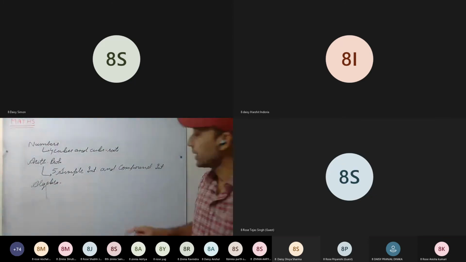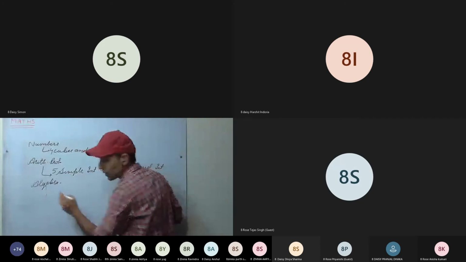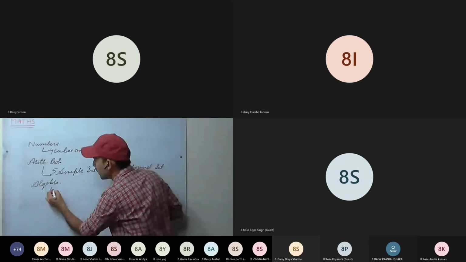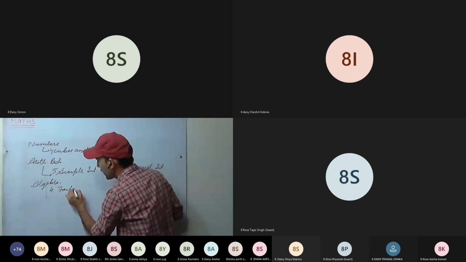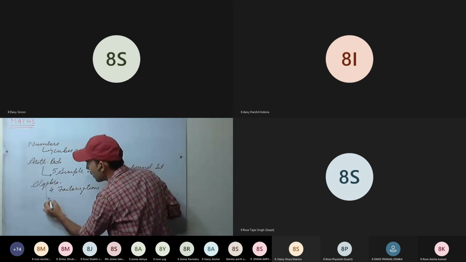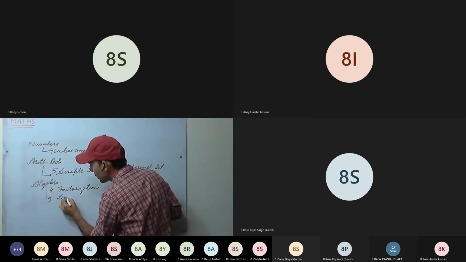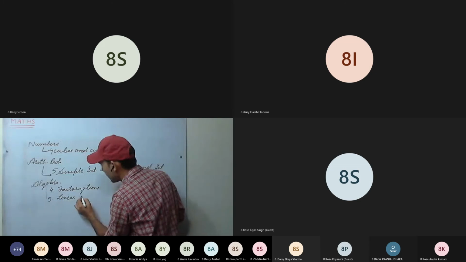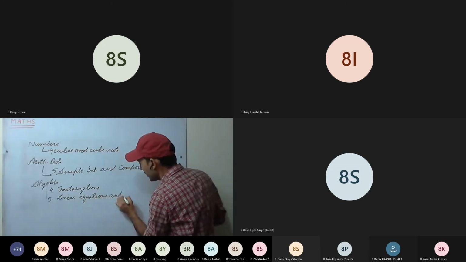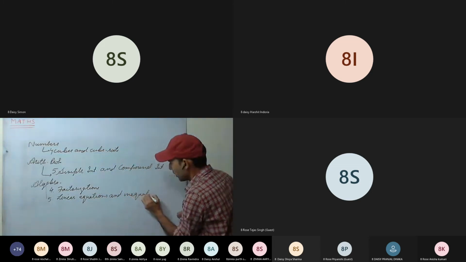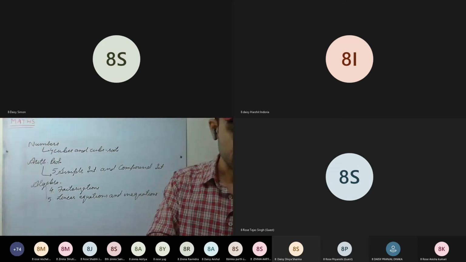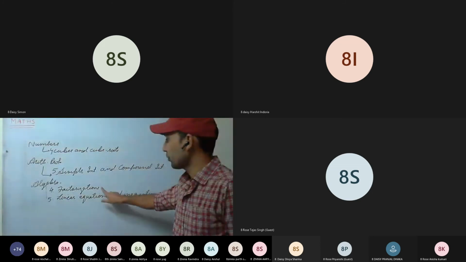Algebra: factorization and linear equations and inequations. It is fourth and fifth, I think. Fourth, factorization. Fifth, linear equations and inequations. Okay, keep writing it. I'll be rubbing as I write, so then we can start the syllabus. This is clear. Algebra fourth and fifth.